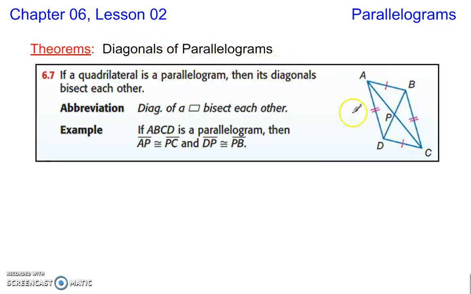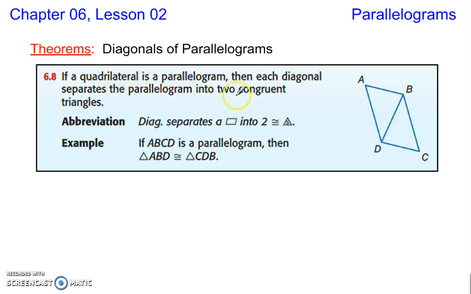Alright, diagonals. If a quadrilateral is a parallelogram, then its diagonals bisect each other. That means that this length from D to P is the same as from P to B. Same thing for this diagonal. These segments are congruent.